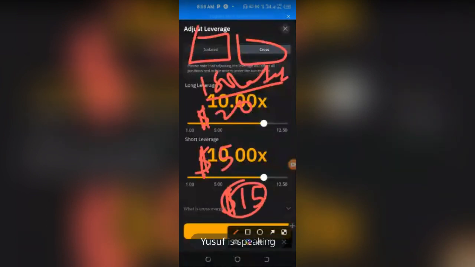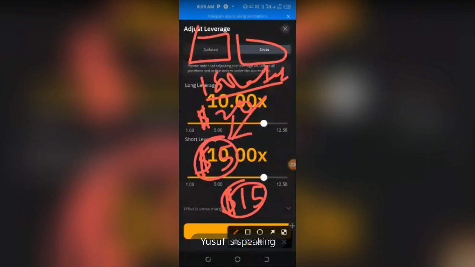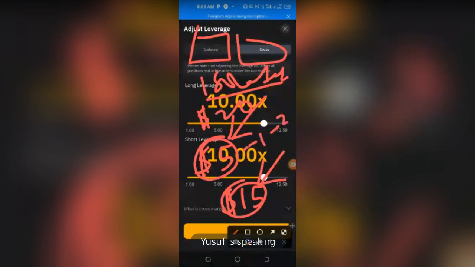$15. Now, if I'm using isolated, I'm saying that I trade with just $5 margin out of my money, but the remaining balance I have, which is $15, isolate it for me. Don't touch it. Whenever the trade is going against me and I'm losing -1, -2, -3, -4, the moment it gets to -5, liquidate my account, stop my trade.